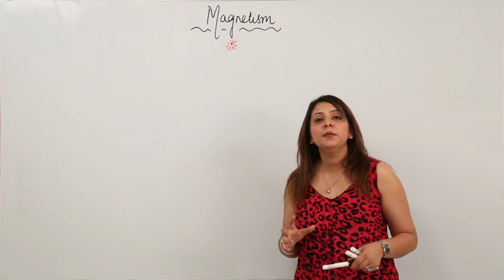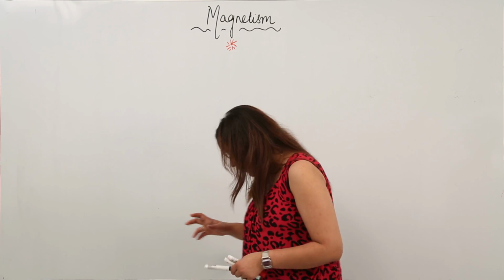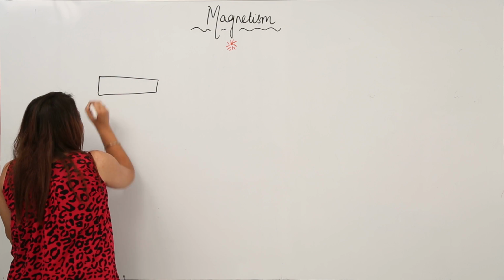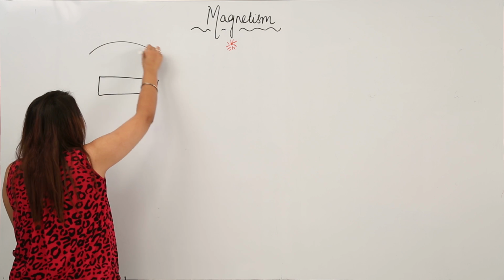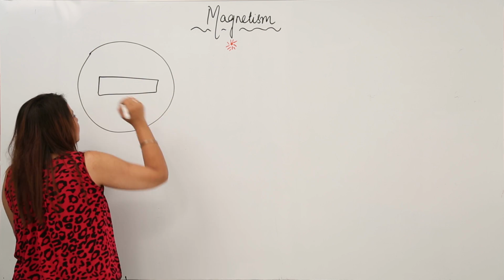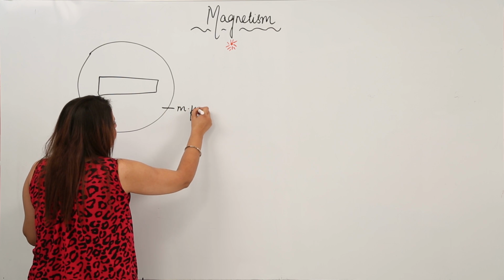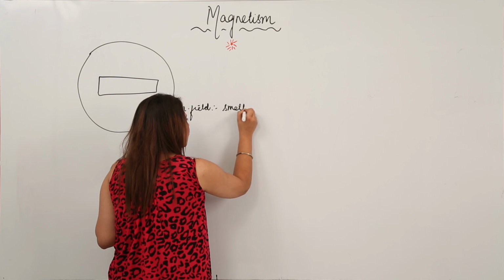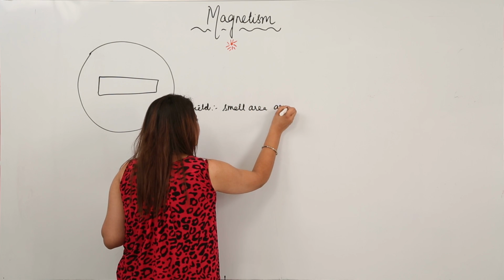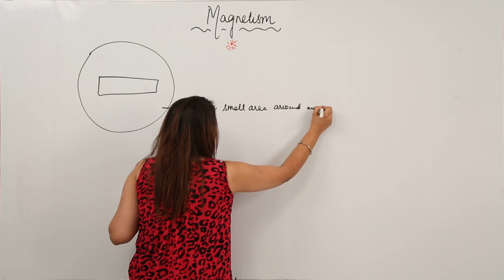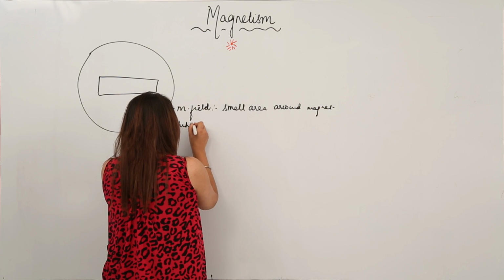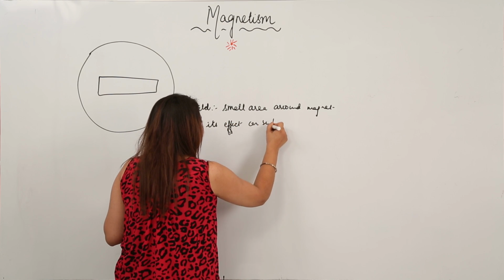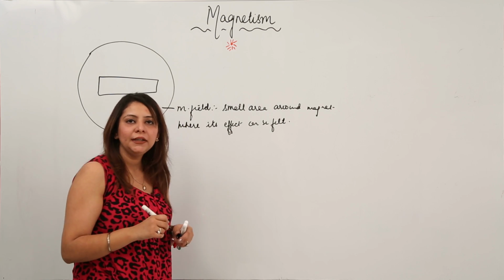Now we are going to start with a magnetic field. As I told you, suppose I have a magnet like this. Around a magnet, a small area is developed where its effect can be felt, and that is called a magnetic field. So a magnetic field is a small area around a magnet where its effect can be felt. This is what the magnetic field is.